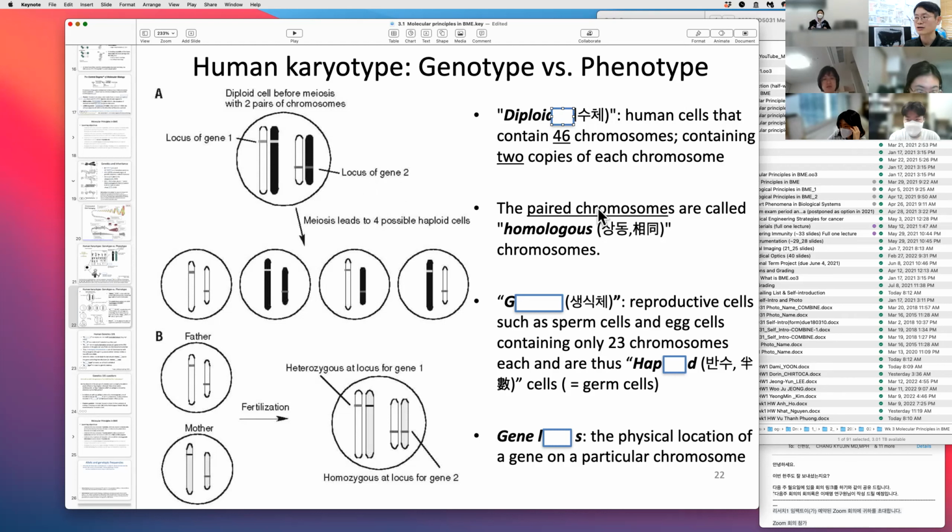Okay, so that paired chromosome we call homologous chromosomes, but the reproductive cells such as sperm and egg cells contain only half of them. So that's why we call it haploid. And those cells we call gametes, right? So these are gametes. A father's gamete, a mother's gamete. When fertilized, we have this heterozygous or homozygous at the location for gene 1 and 2. So this physical location of a gene on a particular chromosome we call a locus. Right? Hopefully that makes sense.